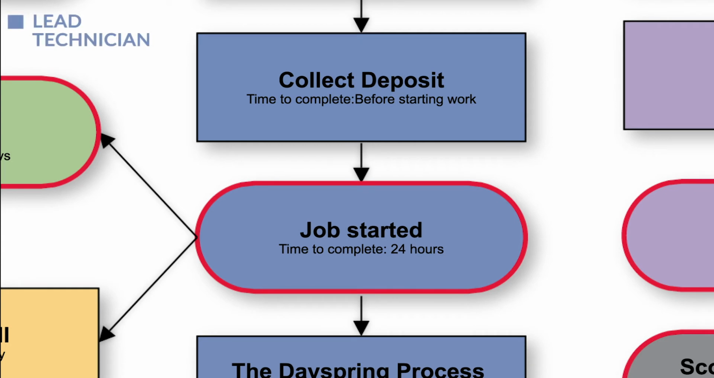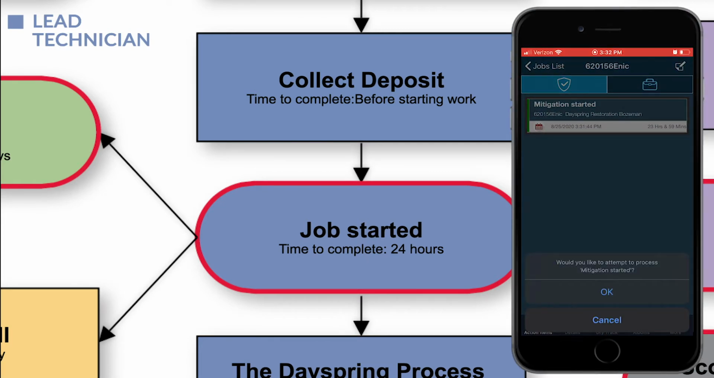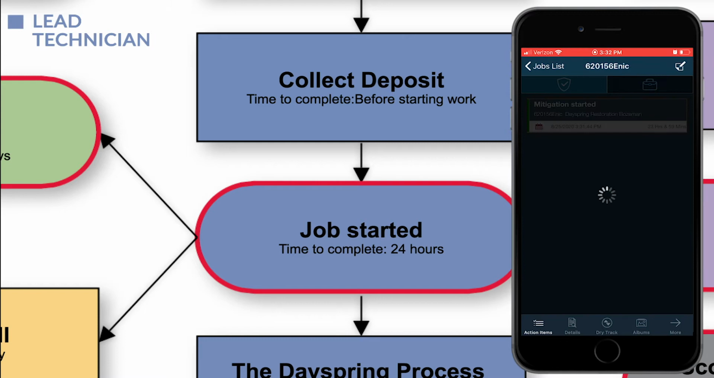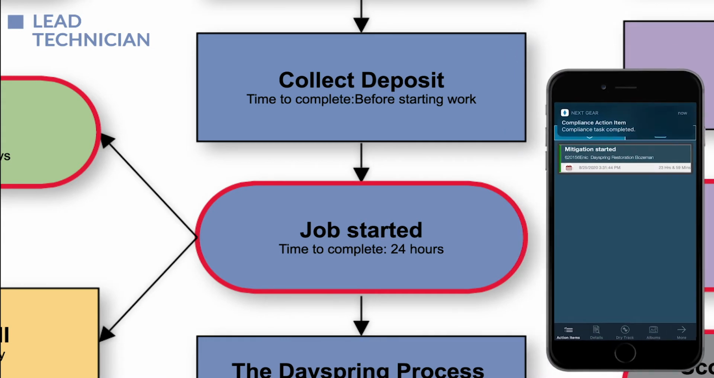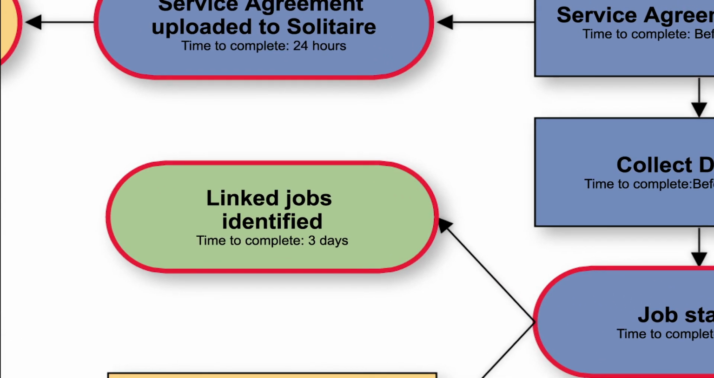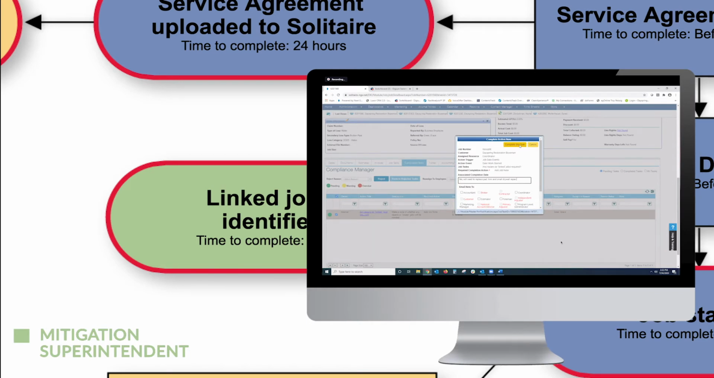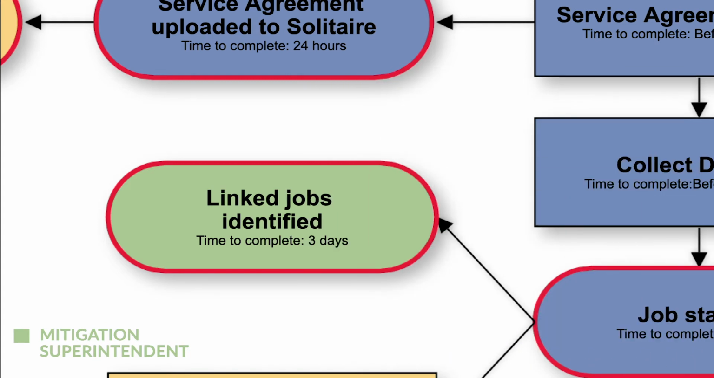The lead tech will need to complete the Solitaire compliance task of starting mitigation. If work is being performed, complete this task by simply marking it as complete, and the date started will populate with the current date. This moves the job status to in progress. Once the job is started, the mitigation superintendent will need to complete the Solitaire compliance task of noting if any repairs or linked jobs are required. Repairs should be considered anytime demolition is being performed on a job site. Intake receives notifications when the task has been completed and creates any linked jobs identified in the notes.